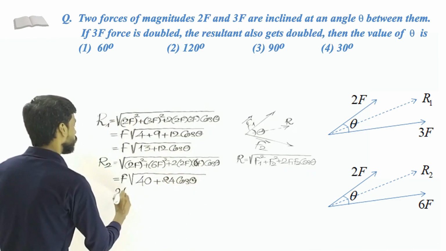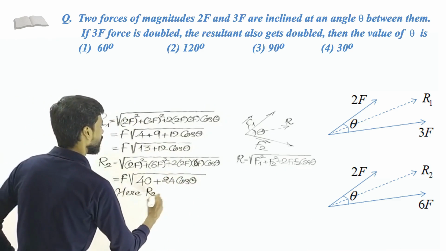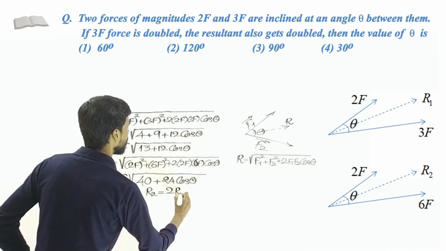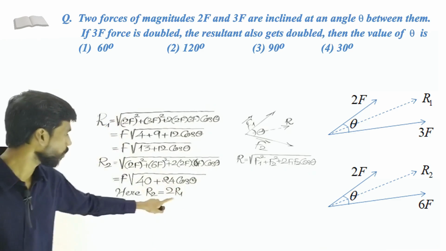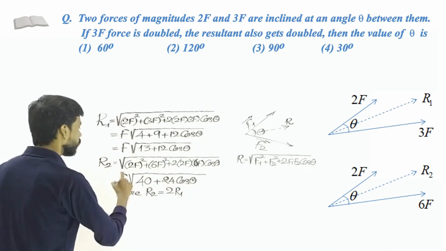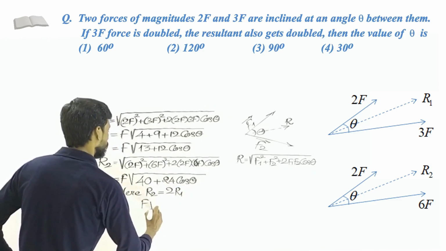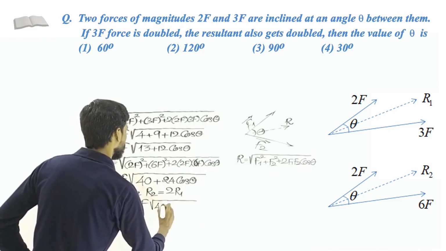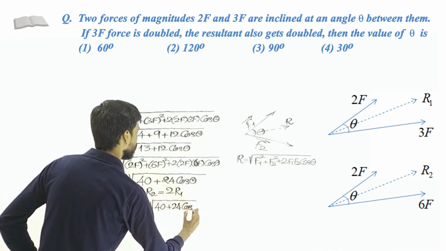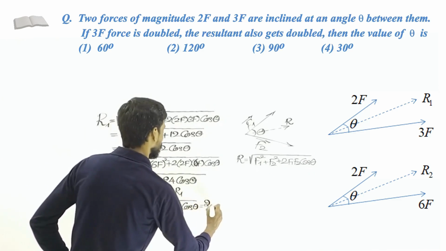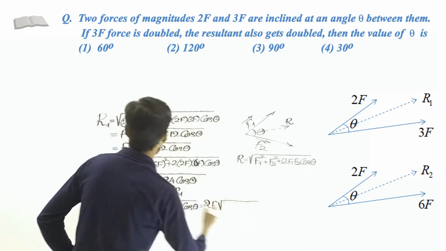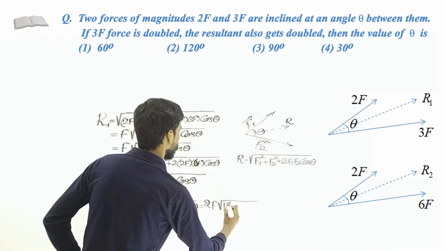But in this question, it is given that the resultant in the second case, R2, is 2 times the resultant in the first case. R2 is 2 times R1. So let us relate them. R2 equals F multiplied by the square root of 40 plus 24 cos theta, and that equals 2 multiplied by R1, that is 13 plus 12 cos theta.